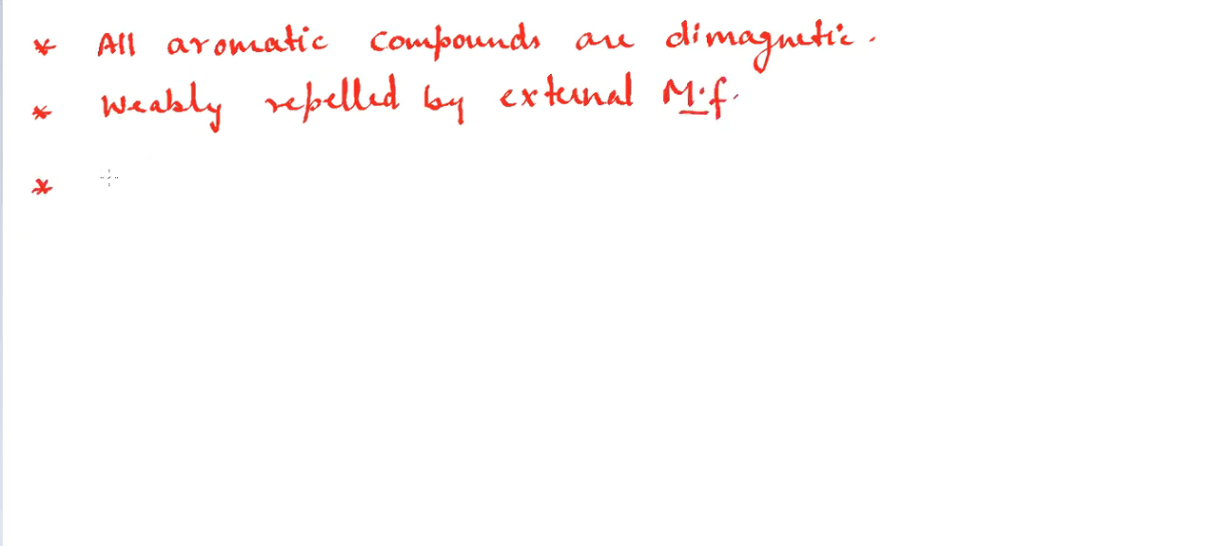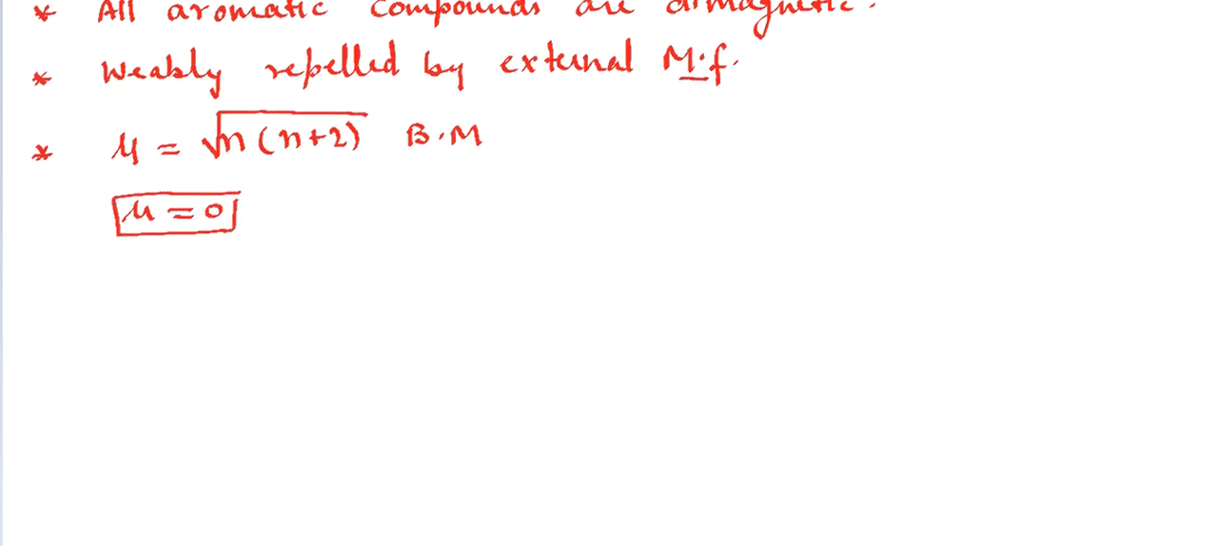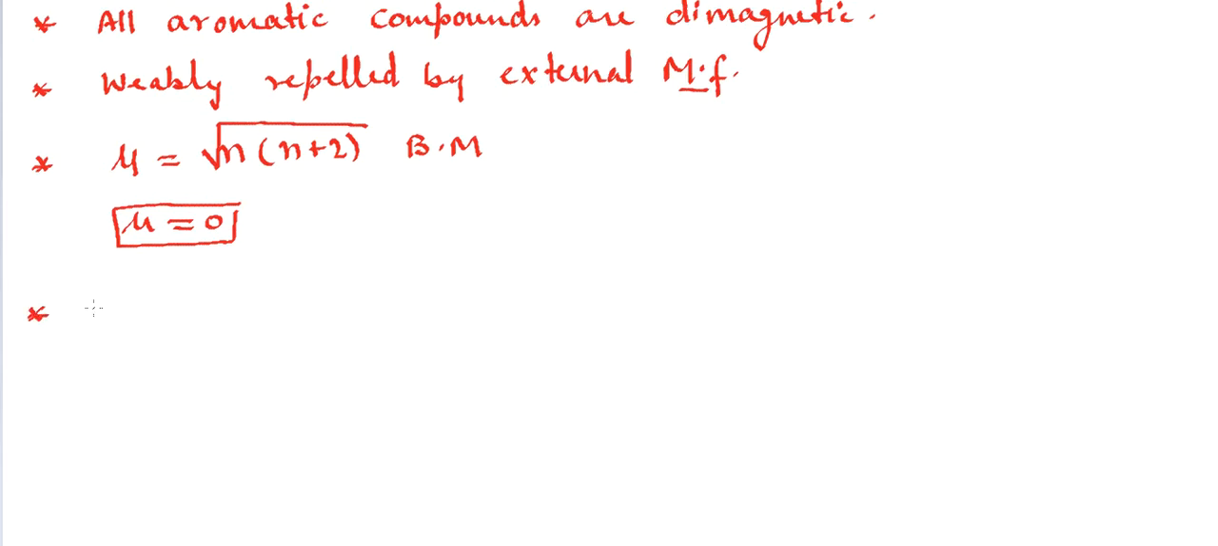Now the next thing is their magnetic moment, which is represented by mu and is calculated as the square root of n into n plus 2, where n indicates the number of unpaired electrons, and the units are Bohr magneton. For these molecules, this mu comes out to be 0 since they have no unpaired electrons. They are diamagnetic, which means they have no unpaired electrons. Let us understand this with the help of the MOT diagram for these molecules, which is very simple to make.